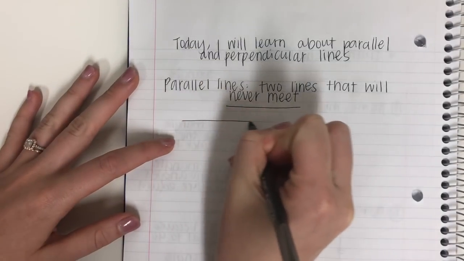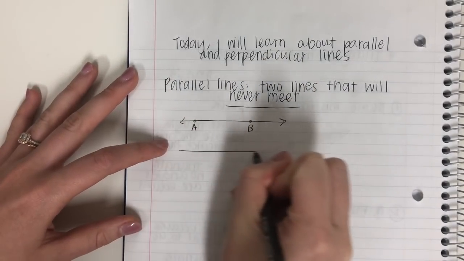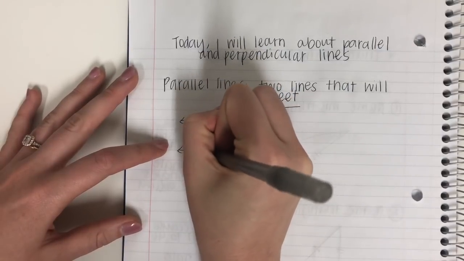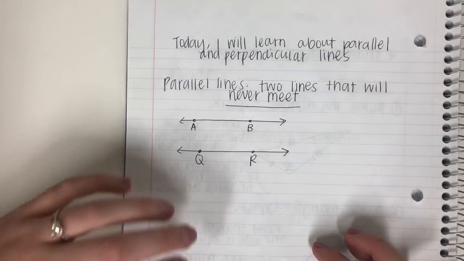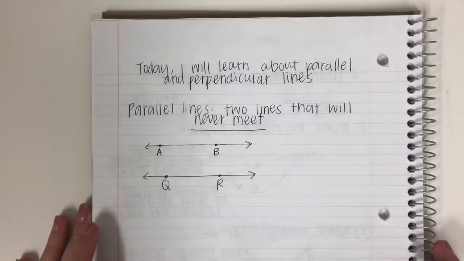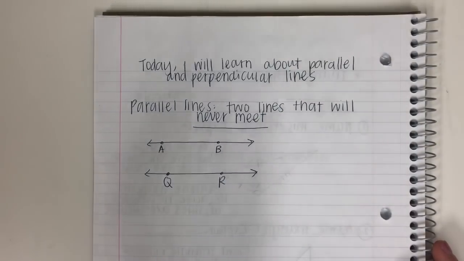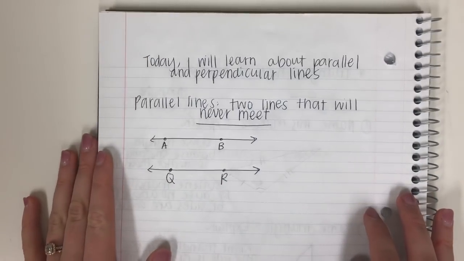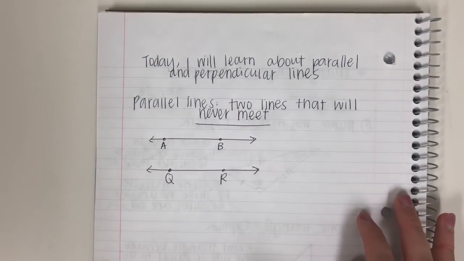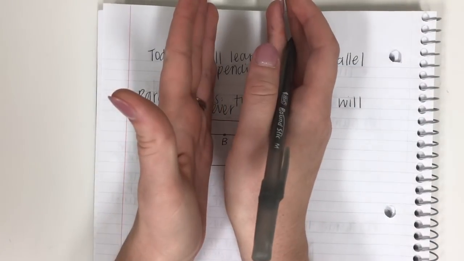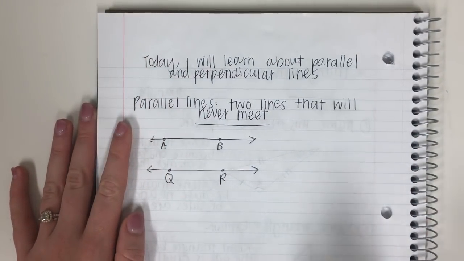So, for example, if we have line A and B, it is parallel to Q and R because they're two lines that run in the same direction, but they never meet. Some examples of parallel lines are things like trees that are planted on either side of the street, two sidewalks that are on different sides of the street, the lines in the carpool lane, those two double yellow lines that you can't cross. Those are parallel because they run together in the same direction, but they never meet. So they're just constantly running like this. So all of these lines are parallel to each other because they don't meet. They just run in the same direction.